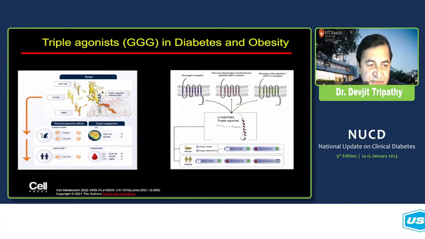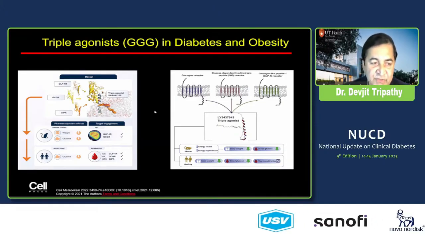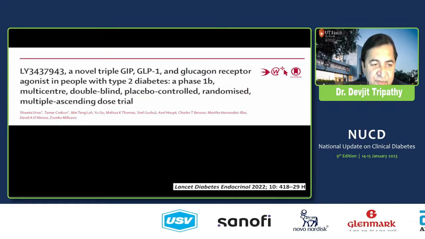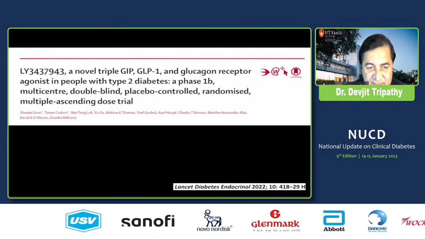So for some reason, they stopped development of this compound. We don't know why. But the Lilly compound, they've been pursuing phase 2 and phase 3 data. I'll just show you some phase 1b data. This is the data on triple agonist GLP-1, GIP, and glucagon, and it was published last year in Lancet.